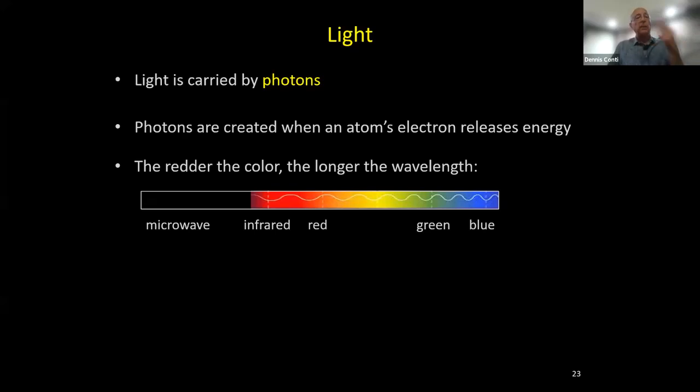So this is light. We all kind of get an idea of what light is, the different colors of the rainbow, but just keep in mind that each color has a different wavelength, sort of stretching the wavelength of light.